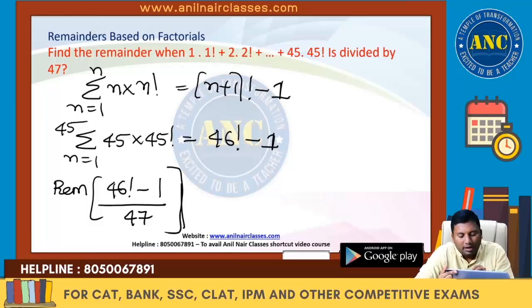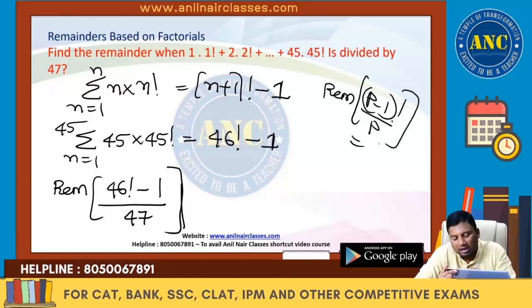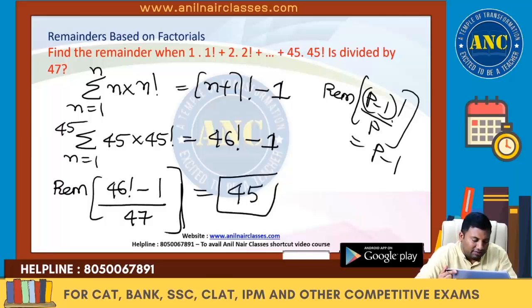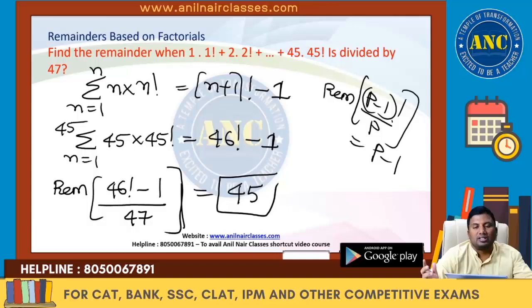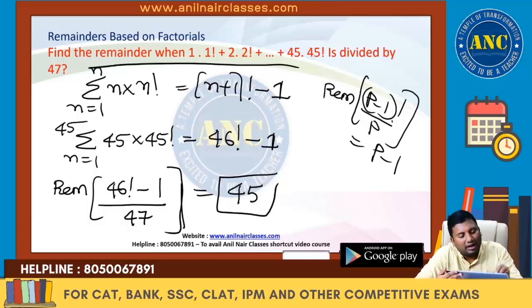These are p minus 1 factorial. P minus 1 factorial when divided by p is nothing but p minus 1. So 46 minus 1. Answer for this question is 45. I hope the idea is clear.